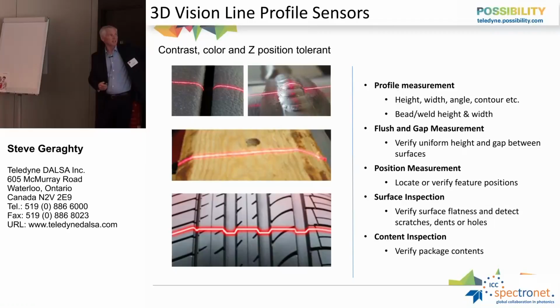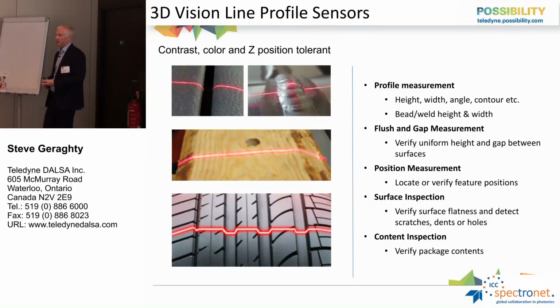Similarly with wood, you might want to look at the shape after the wood has been cut, or you might want to look at surface defects like holes or knots or things like that. And these products are very good for those kinds of applications where 2D products would typically fail.